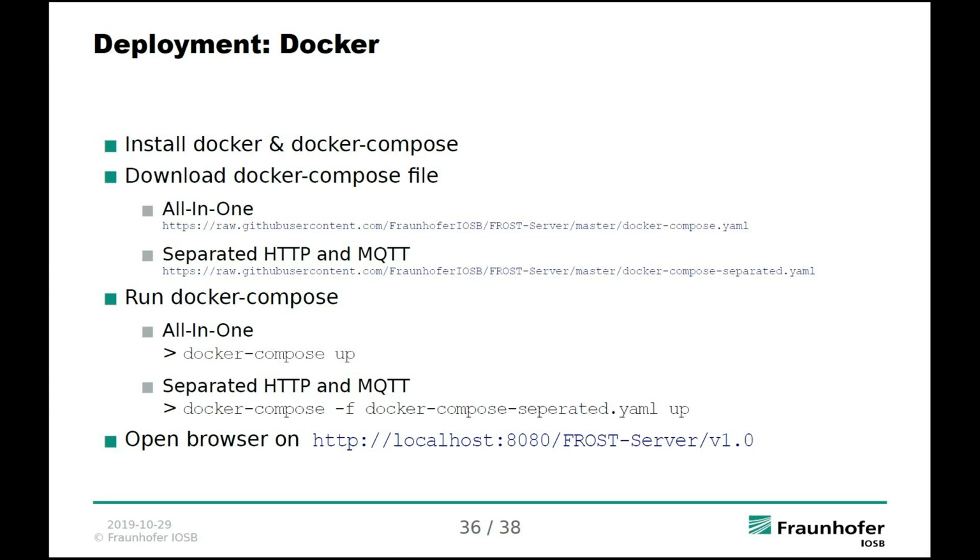For the all-in-one deployment, you can just call Docker Compose up. And for the other one, you have to provide the file path. And if you open your browser, you should have a running Frost server on your machine. So to play around, it's only like 3 steps.